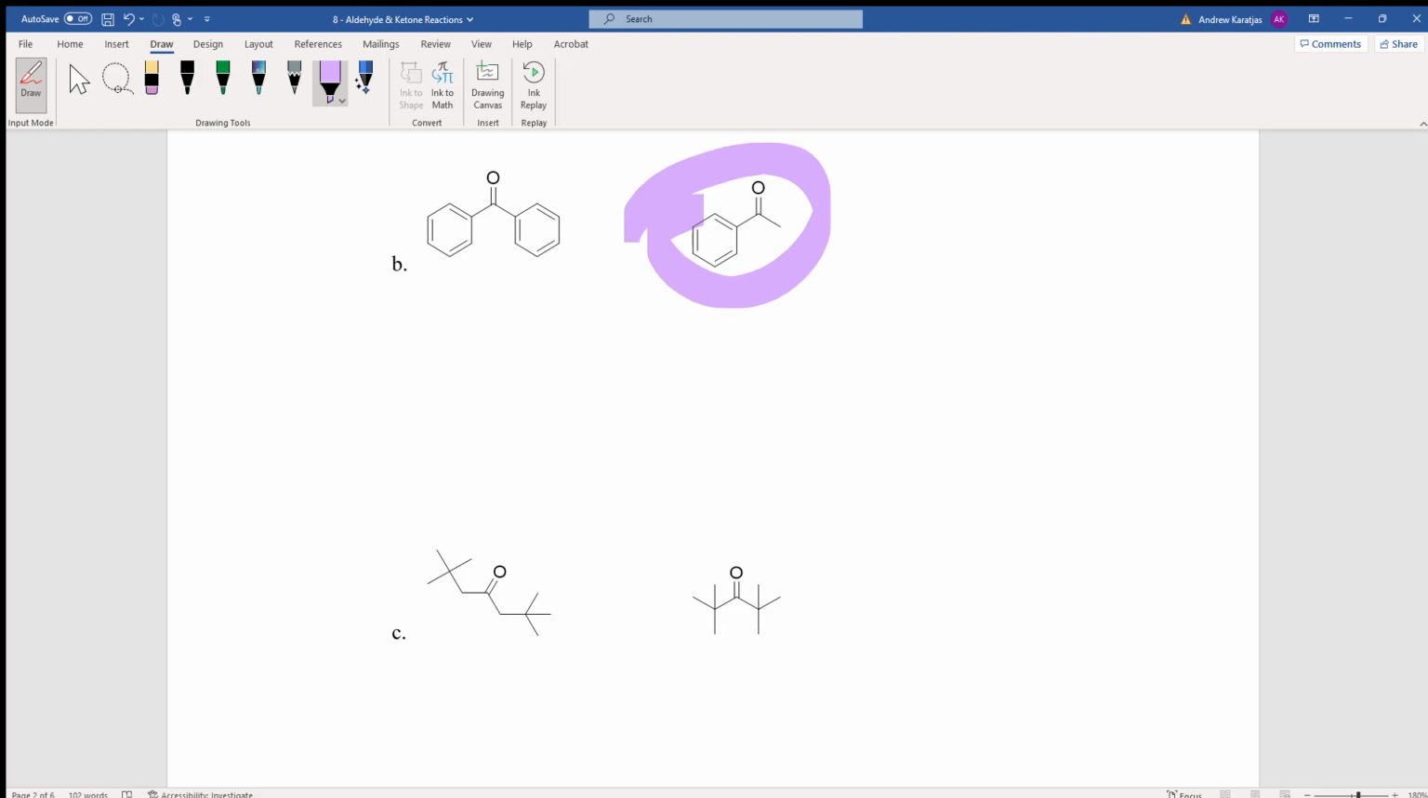And in part C, we have t-butyl groups on each side of the ketone, but in the first structure, they're one carbon further away. And because they're one carbon further away, they have less of a steric impact on addition to the carbonyl, and it'll make it a slightly better electrophile.